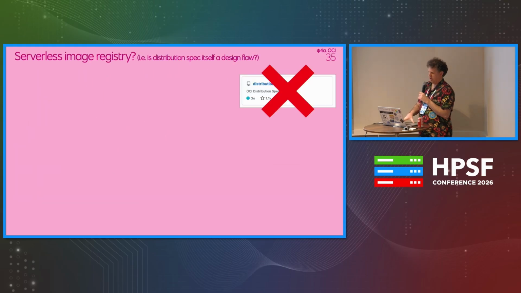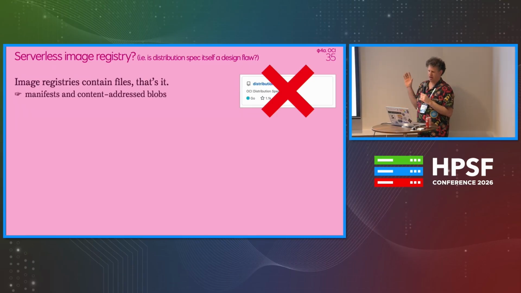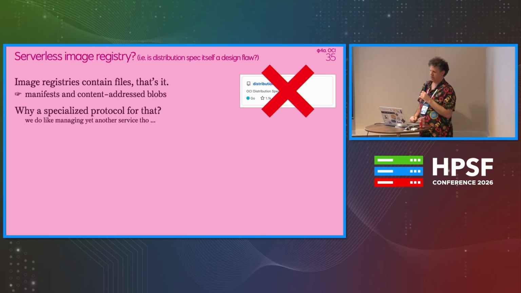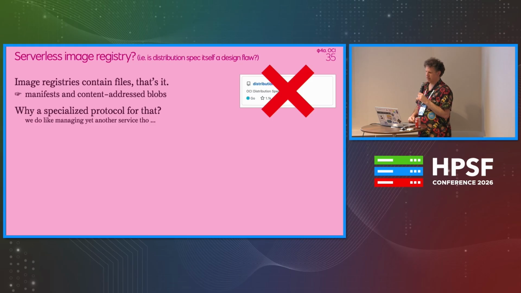And then something occurred to me that could be a little spicy, and I'd like to talk about this more. Perhaps the distribution specification itself is a design flaw. Here's the reasoning. Image registries contain files, right? Specifically, they contain manifests, and they contain content addressed blobs. The manifest will say, here are some hashes, go find those blobs, and you can follow the chain until eventually you have the whole thing. There's a specialized protocol for distributing this. That's the distribution spec. I mean, maybe it's job security.